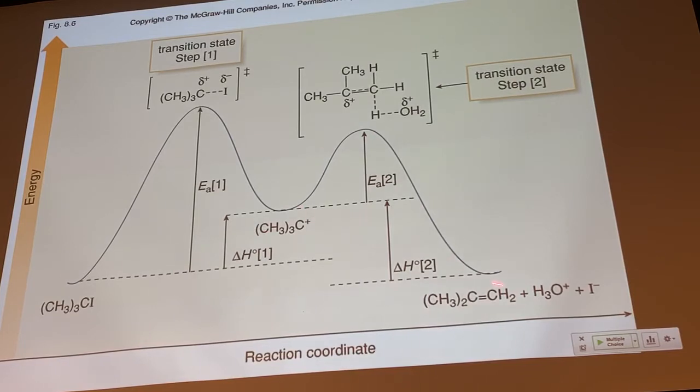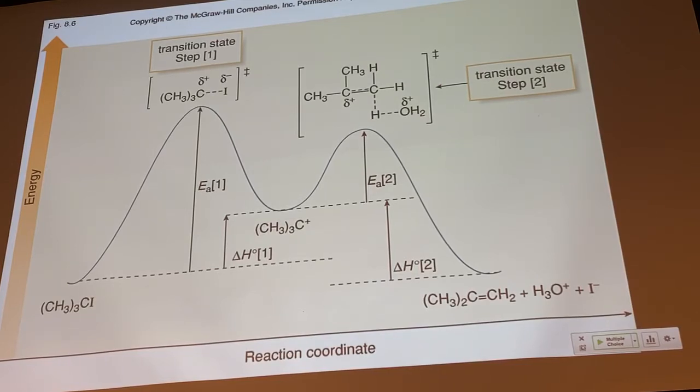And then we have this second transition state where we are deprotonating one of the beta hydrogens of our carbocation. This transition state will also look more like the carbocation than it looks like the products, but it will have enough of a partial double bond here to have an impact on the outcome of the reaction, as we'll talk about in a couple of minutes.